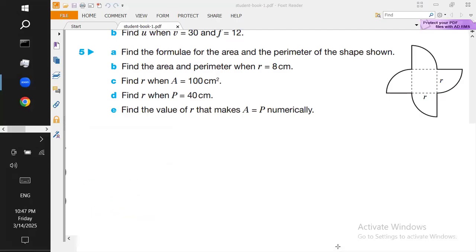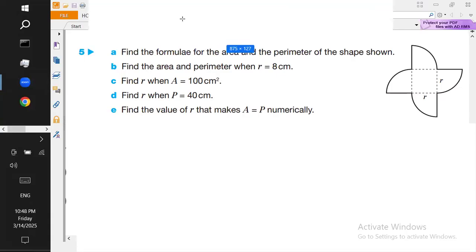These questions are basics. Find the formula and use it. Okay, find the formula and use it. So first, let's take a look at the shape. The shape looks like a fan, and this fan is made up of quarter of a circles outside, four quarter of a circles, and four quarter of a circle means they make up one circle. And in the middle we have a square. Okay, so basically we're gonna use the shapes to find the formulas.